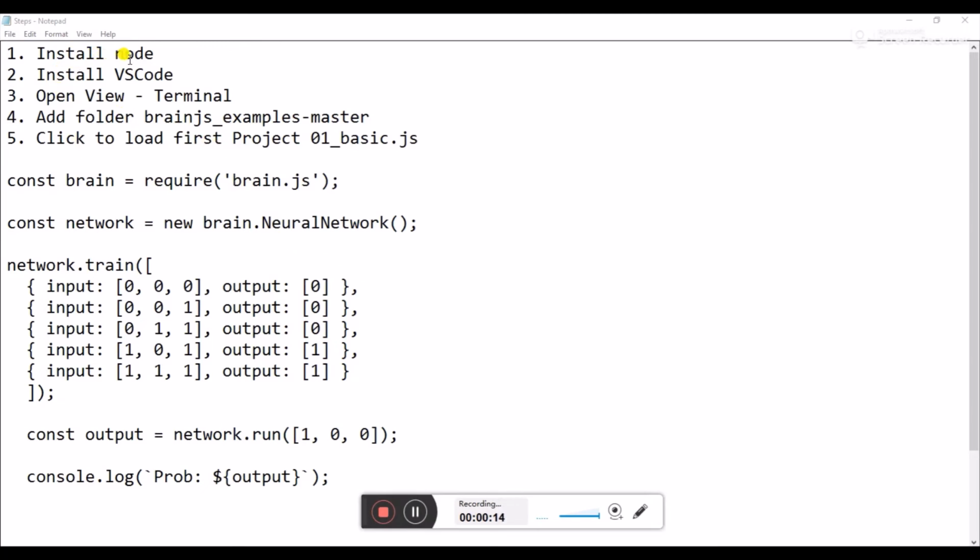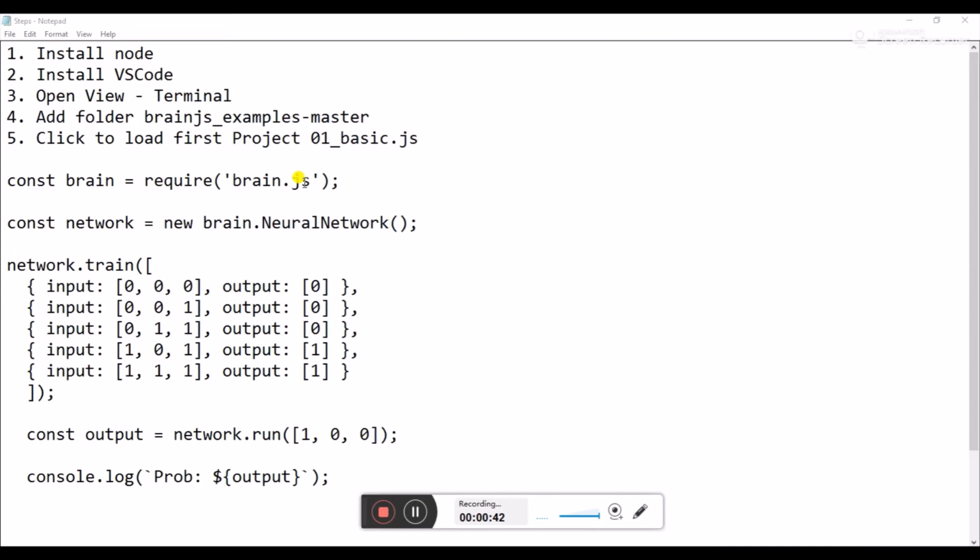I will need to install Node, install Visual Studio Code. Then I will open the terminal. I will add the brainjs.example-master, and I will click to load the first project, which has this combination that you are seeing here. So you can see that this application requires what we call brain.js.